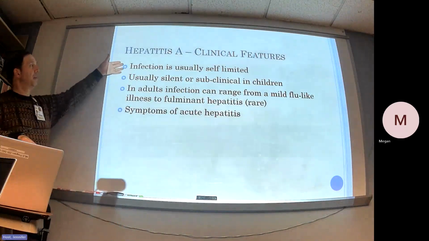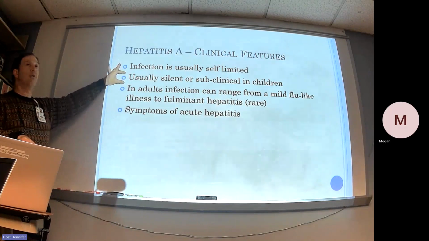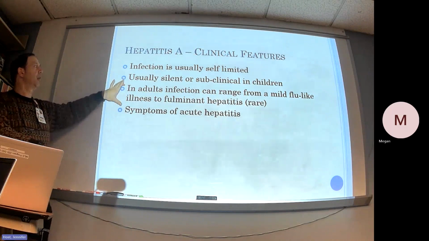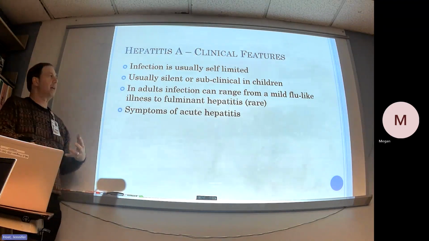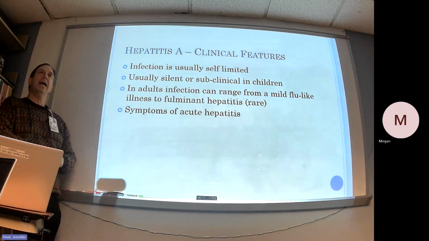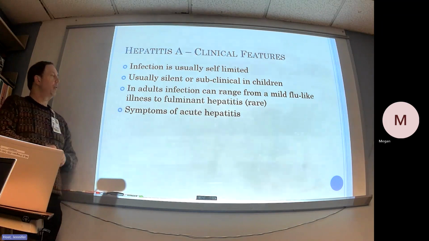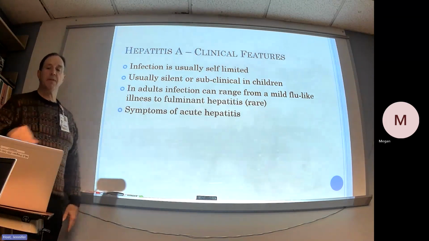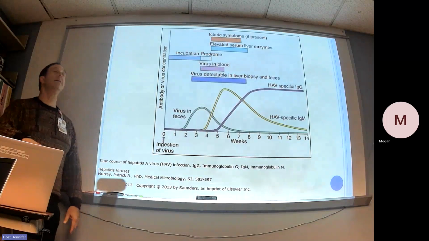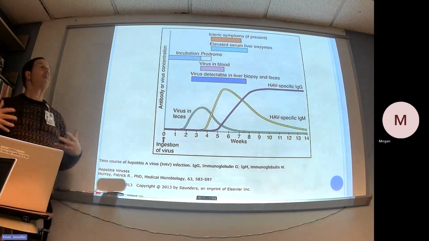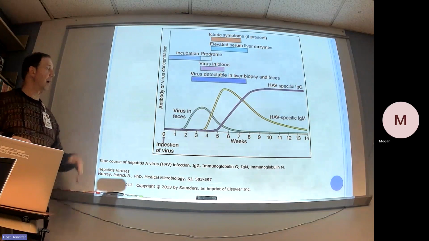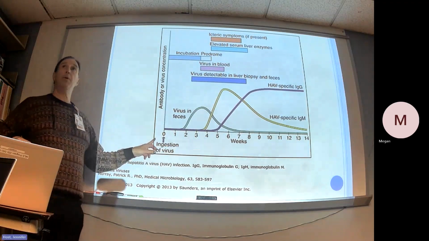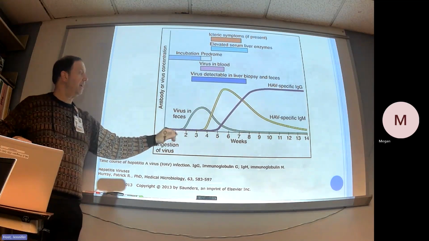It is usually self-limited. It can be really low-grade in kids because their immune system isn't so virulent, but in adults, you could have a fulminant hepatitis, you could have a flu-like illness. That is related to cranking up your immune system. And those are the symptoms of acute hepatitis. So here, a lot of these are things to kind of think in your mind. Here's your exposure again. Here's your lag phase.